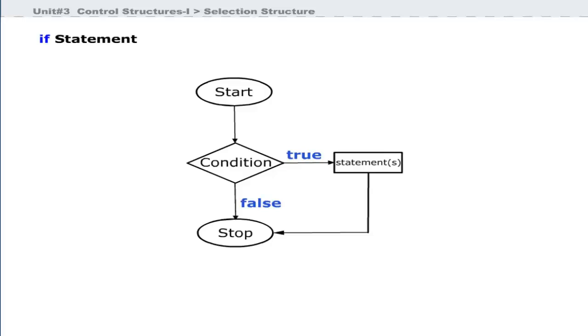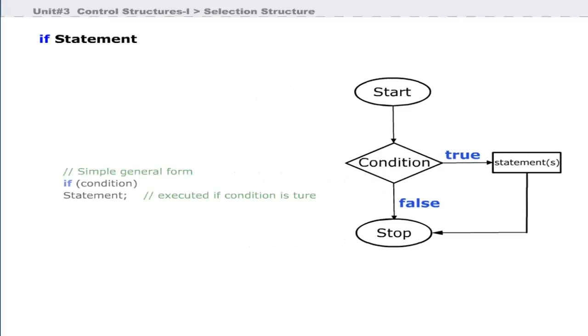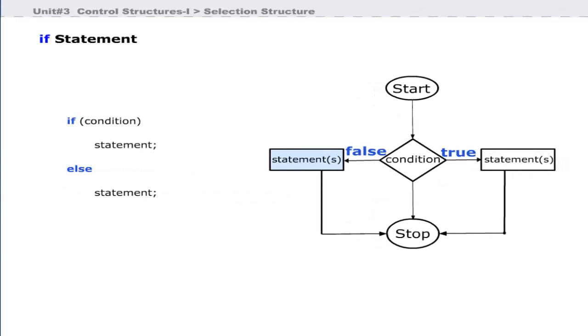Let us briefly look at the if statement. The if statement is Java's conditional branch statement. If statement can be used to select a path from two sets of statements. General form of if statement is if keyword followed by condition inside the braces followed by a single statement. Statement is executed if the condition is true. Another general form of if with else part is if keyword followed by condition inside the braces followed by single statement, else keyword, and a single statement.